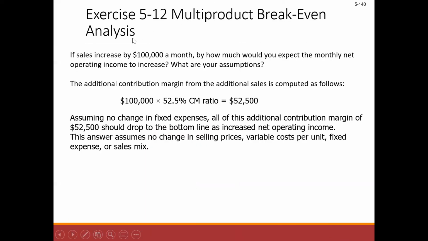If sales increase by $100,000 a month, how much would you expect the monthly net operating income to increase? $100,000 times the 52.5% contribution margin means our operating income would go up $52,500. Assuming that's all, we're not adding fixed expenses. Okay? Make sense?